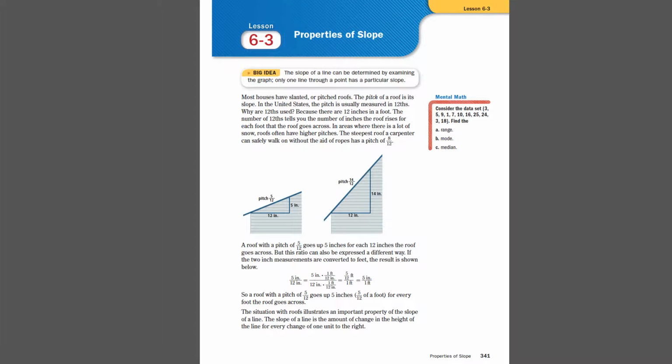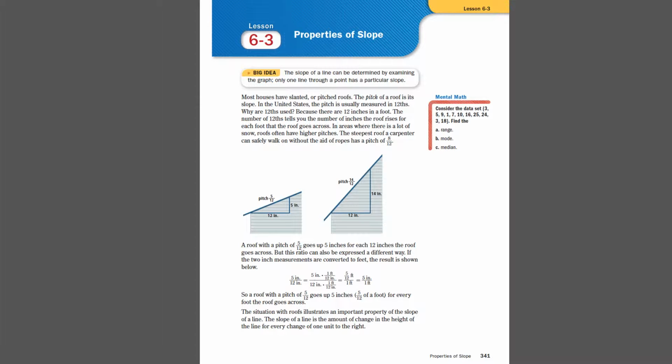Okay, we're on 6-3, properties of slope. The big idea, you can read it, I'll read it with you. The slope of a line can be determined by examining the graph. Only one line through a point has a particular slope.